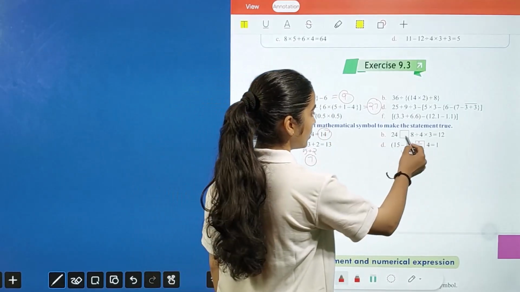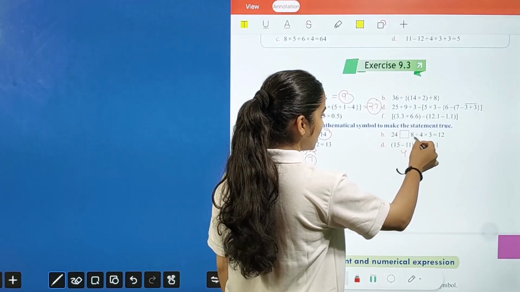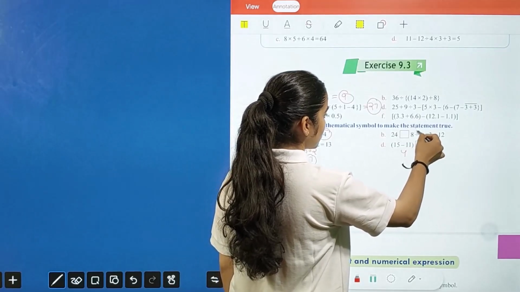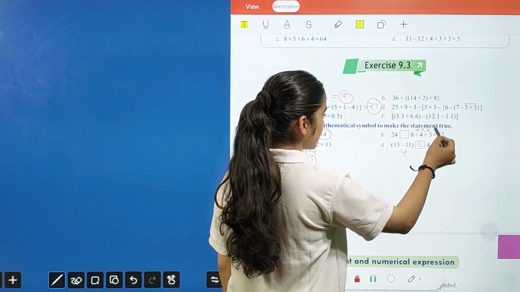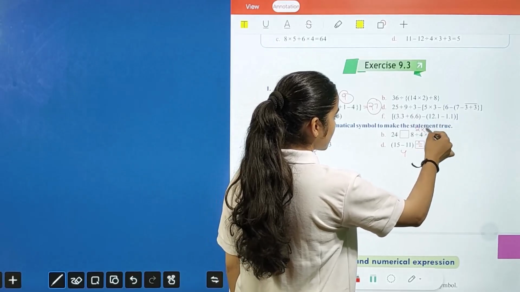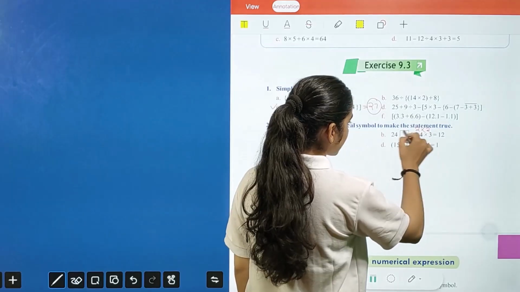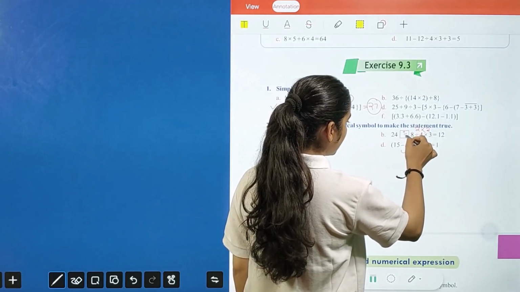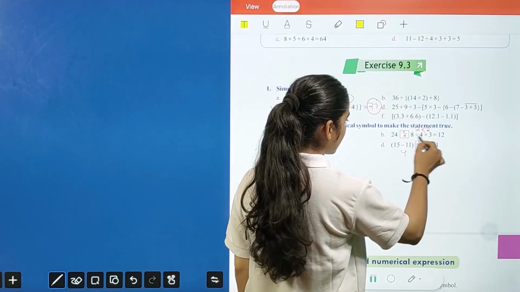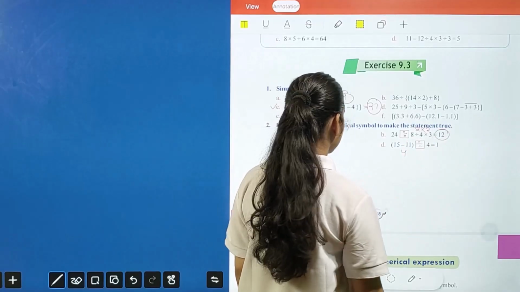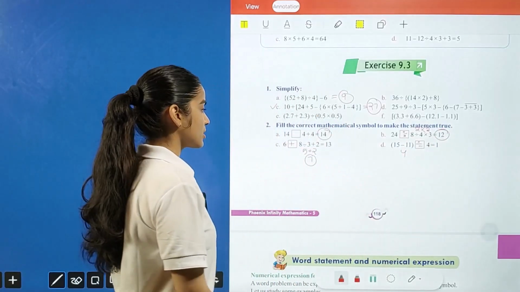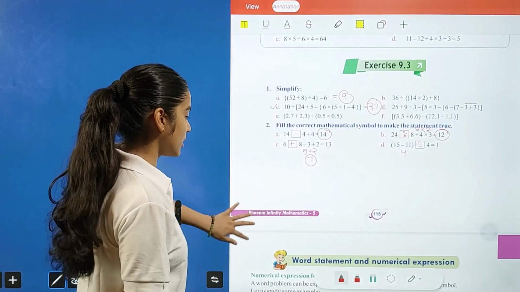Next, 24 divided by 8, divided by 2, multiplied by 3. Here we have 6. So 6 and 6 divided by 24. You will get your answer 12. So in this type you have to just add the symbols to correct the statements.